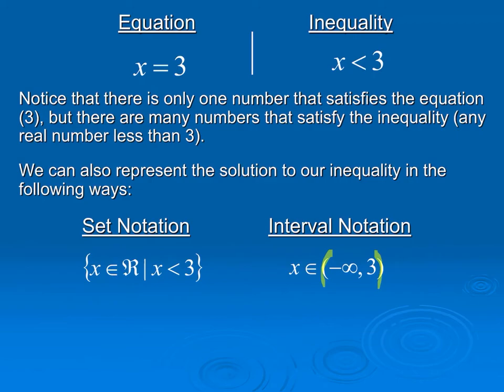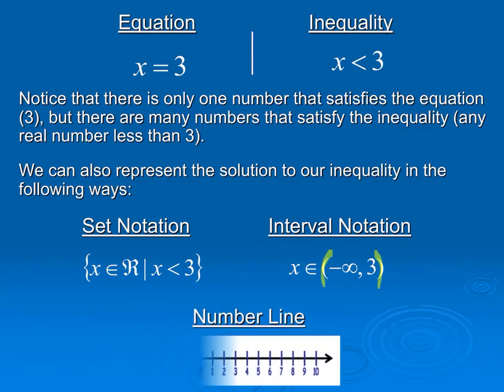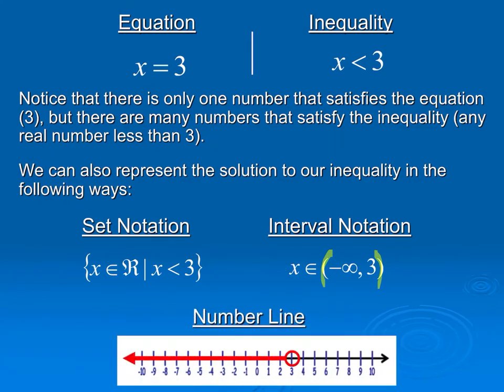And in this case, a circular bracket around the 3 as well because it wasn't less than or equal to. So you can see how the answer might change. If it was less than or equal to, we'd use a square bracket on that side. And you can also represent your answer on the number line like we did in the previous chapter.